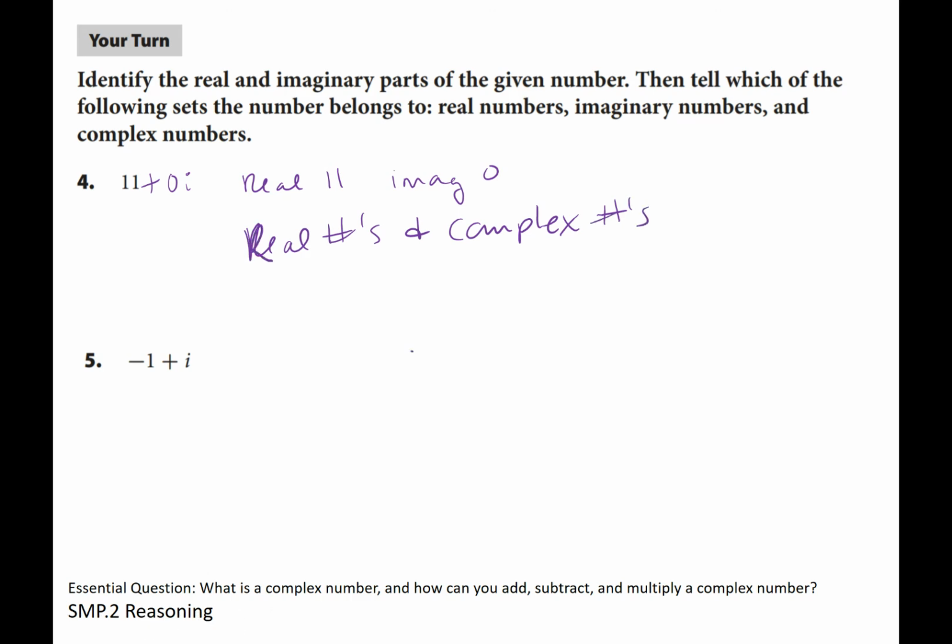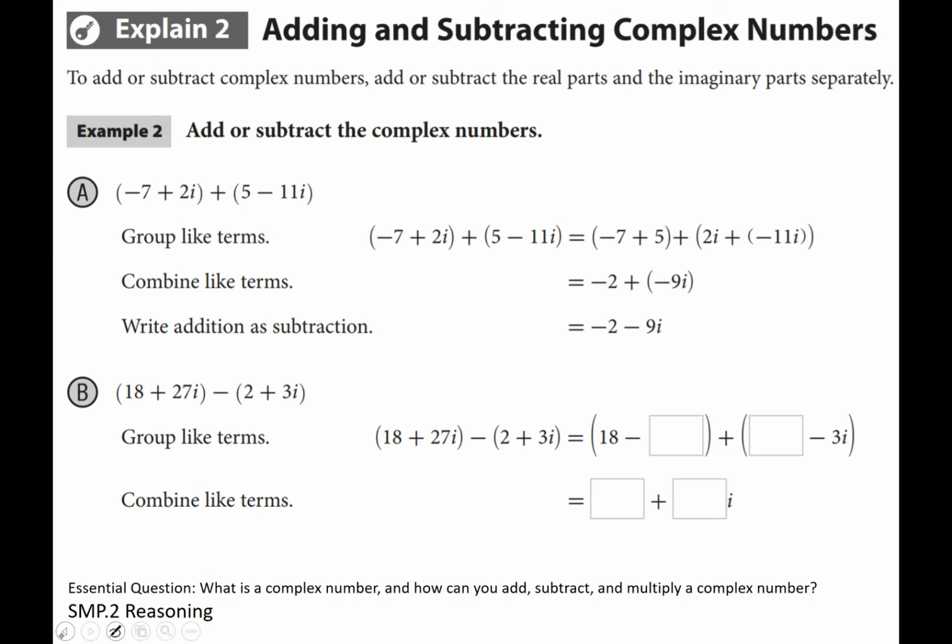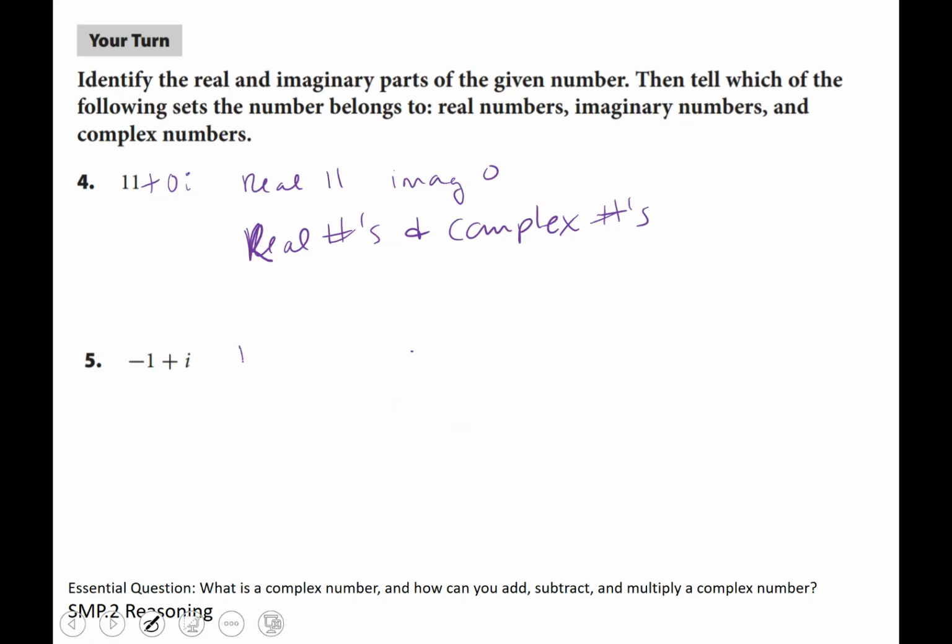All right, in number 5 here, you have that the real part is -1. The imaginary part, remember, is whatever the number is that's in front. There's always an invisible 1. So it's only going to belong to the complex numbers because it has both parts to it. So complex numbers.